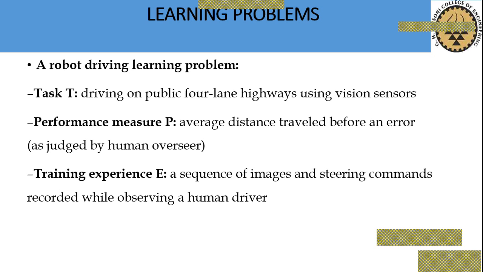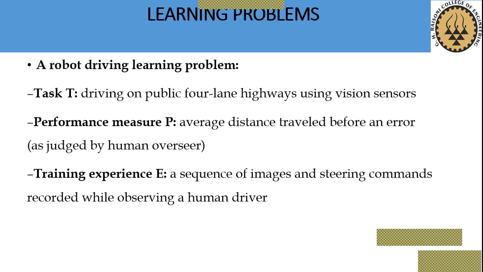And the training experience is the sequence of images and the steering command recorded while observing the human drive. So in this learning problem of a robot driving a car, the first task is driving on a public 4-lane highway using the vision sensor. We are installing a camera and the vision sensor. On the basis of input of the camera and the vision sensor, the robot has to take a decision.